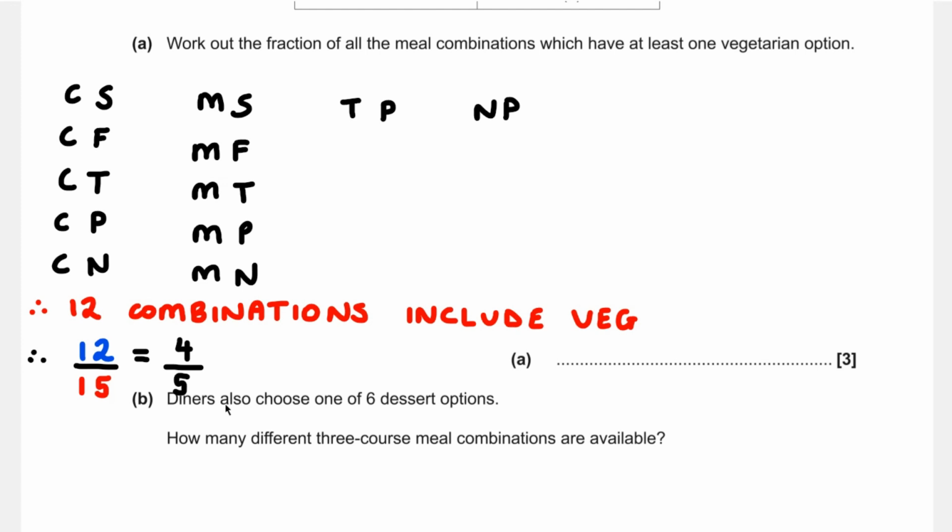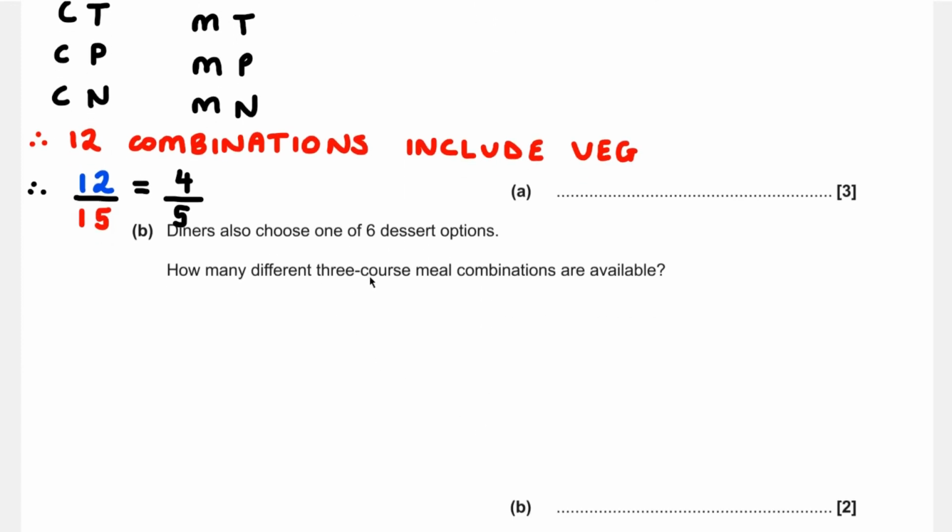Part B, diners also choose one of 6 dessert options. How many different 3-course meal combinations are available? Well, what we have to do here is the 3 starters multiplied by 5 mains multiplied by 6 desserts, and if I work out what this is, we have 90. So we have 90 combinations available.